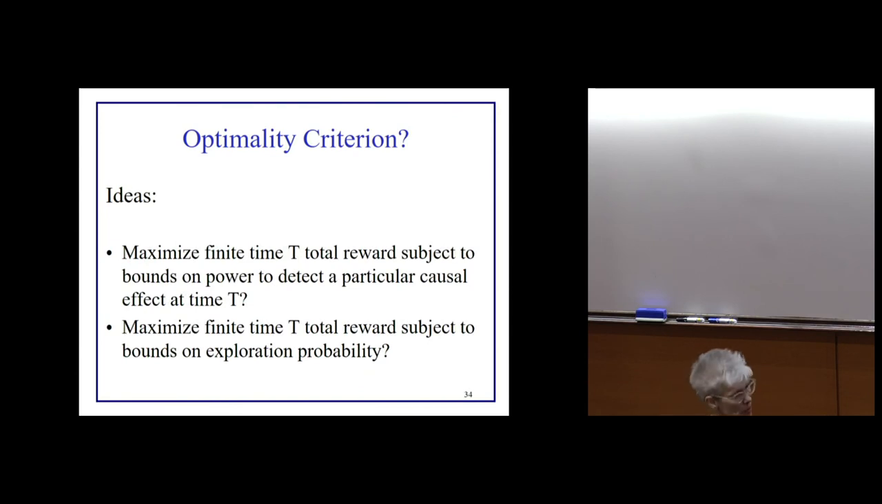So what would be an optimality criterion for an algorithm? I don't know how to mathematize this. I just feel like we should move in this direction. So here's one idea. I like my idea one better. Maximize finite-time total T reward subject to bounds on the power to detect a particular pre-specified causal effect. So you decide what causal inference you want to do, one that's pre-specified, like your primary analysis in some sense, and you try to maximize your finite-time total reward subject to that constraint. So it's like a probabilistic constraint.